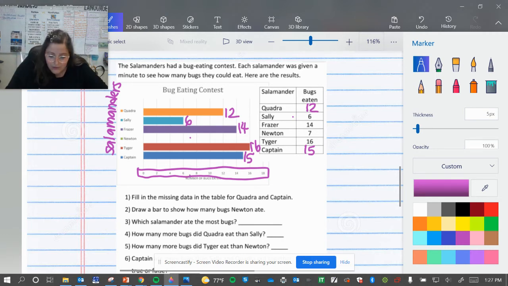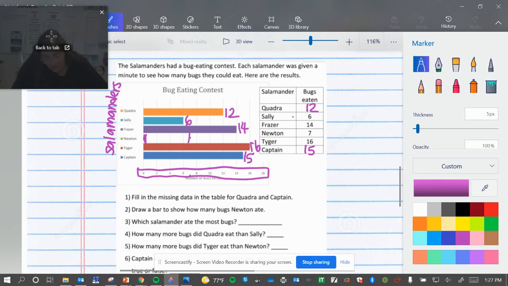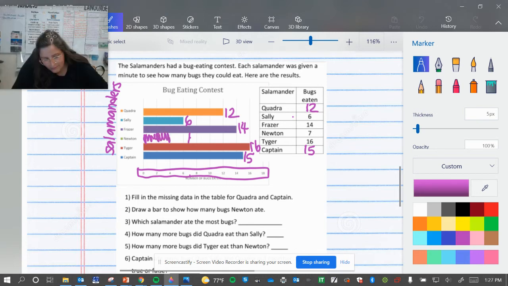7 is halfway between 6 and 8. So I'm going to come halfway straight up and I'm going to draw a line. And then I'm going to shade everything before it. So it should be exactly halfway between the 6 line and the 8 line. All right, so we did number 1. We filled in this missing data. We did number 2. We drew a bar to show how many bugs Newton ate.